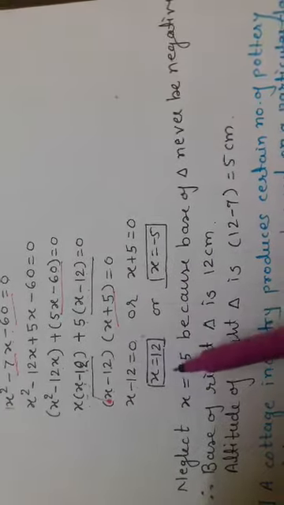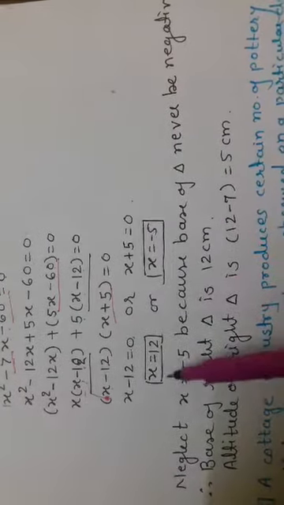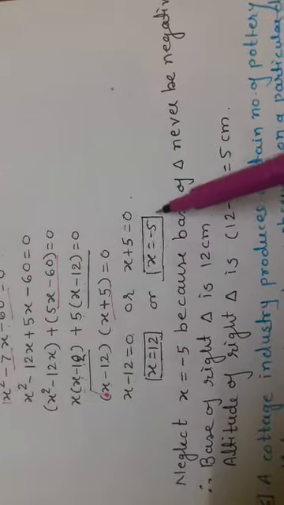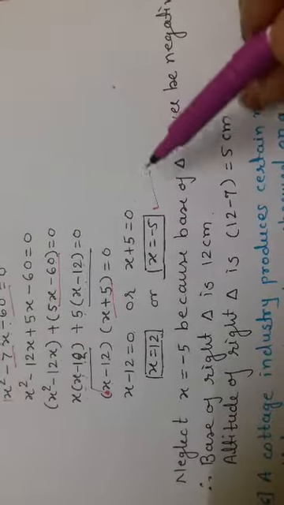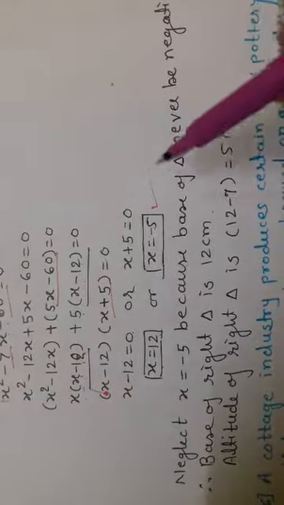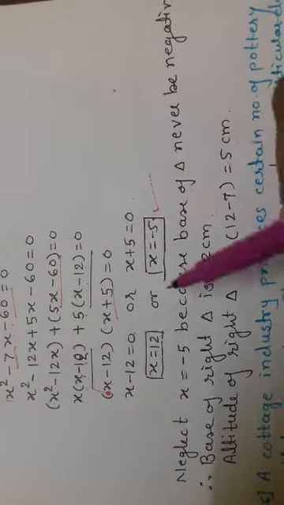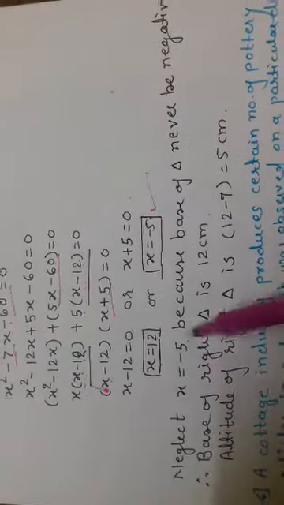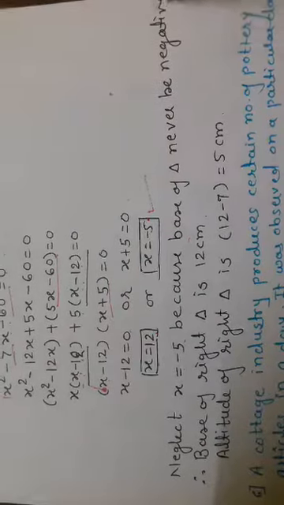x minus 12 is equal to 0, x plus 5 is equal to 0. x is equal to 12 or x is equal to minus 5. And we know very well that the side of a triangle can never be negative. That's why we neglect x is equal to minus 5, because the base of the triangle can never be negative.